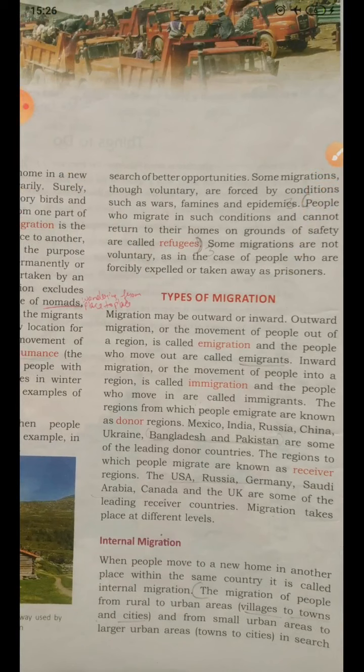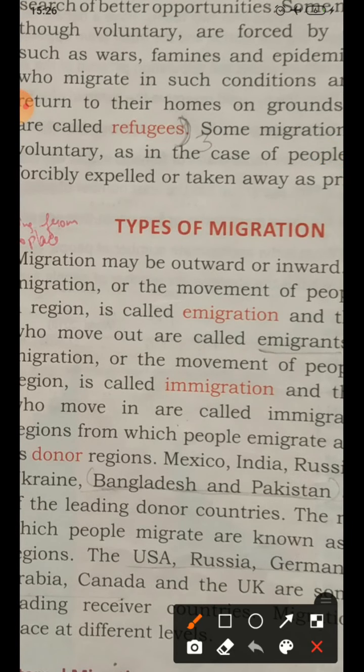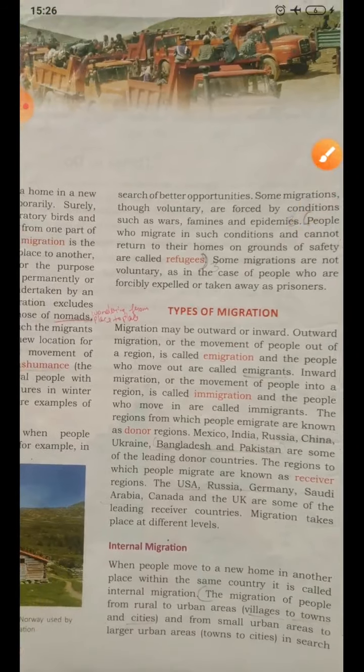Inward migration, the movement of the people into a region, is called immigration. So we have to keep in mind, when we are exiting, when we are moving out, that is emigration, but when we are moving inside, it is called immigration. So these two terms should be very clear and we should not get confused about them. And the people who move in are called immigrants.